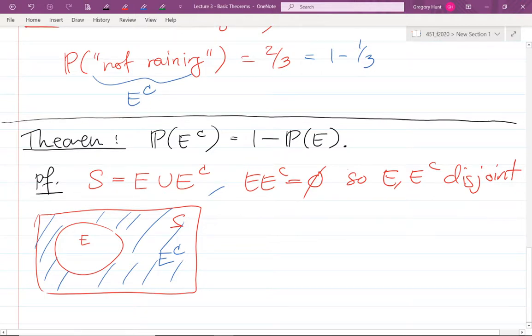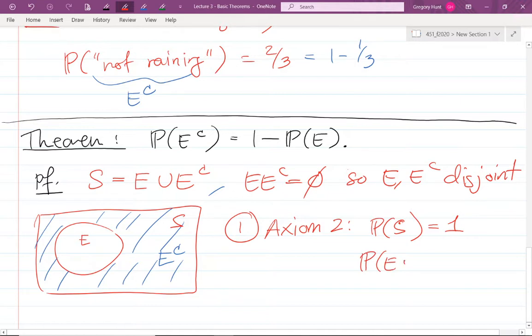And so from these two facts, our Kolmogorov axiom 2 says that we have unit measure. The probability of S is 1. And so if I replace S with E union E complement, then I can say that the probability of E union E complement is 1. But E and E complement partition S.